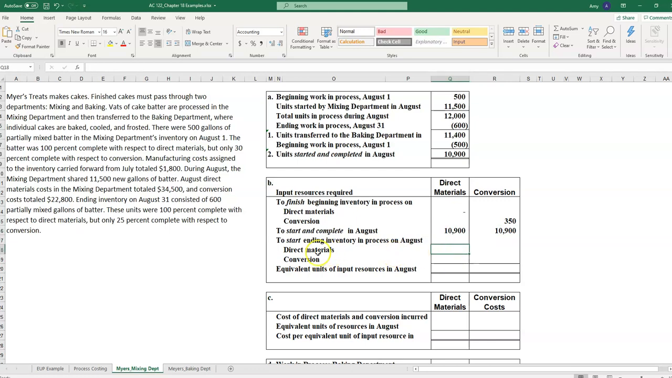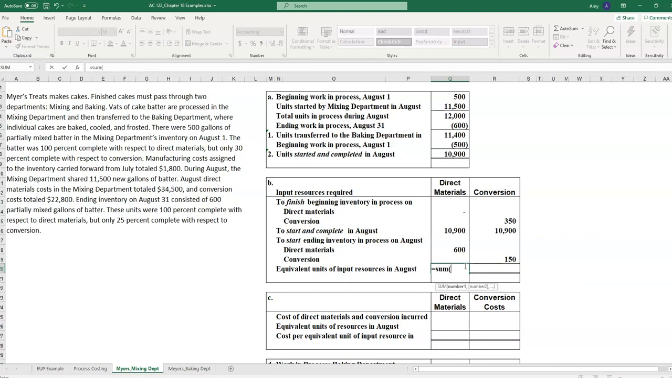And now our ending inventory. We have 600 gallons in ending inventory. These are 100% complete for direct materials. Means we did 100% of the work in this month. So 600 times 100% is 600. We're 25% complete for conversion. So we would take 600 times 25%.